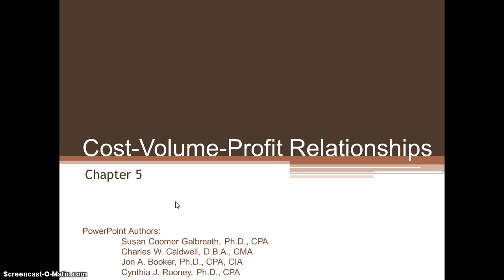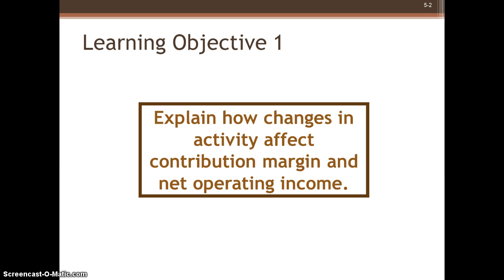CVP is a tool which helps managers determine which products to manufacture or sell, what pricing policy to follow, what marketing strategy to employ, and what type of productive facilities to acquire. With CVP analysis, the first thing we're going to discuss is how a change in activity can affect contribution margin and net operating income.